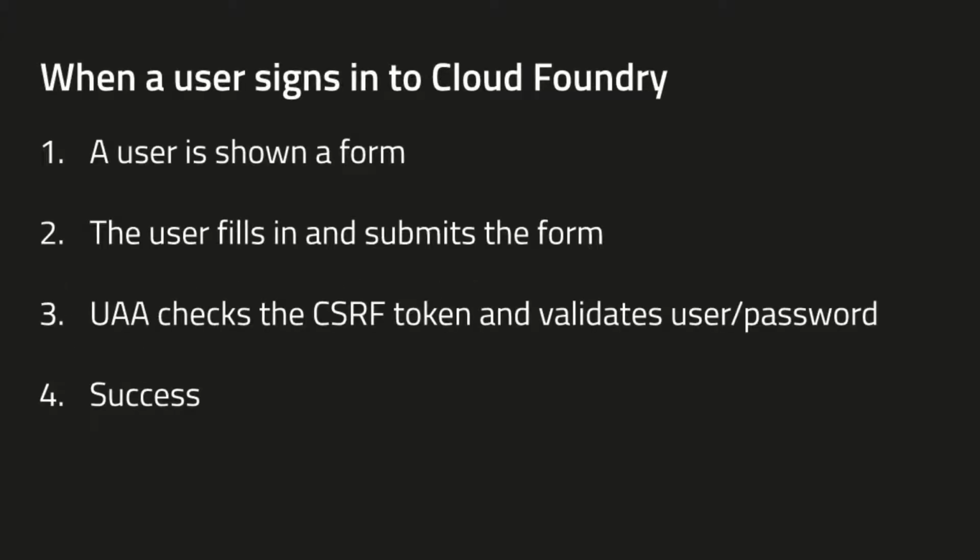When a user signs into Cloud Foundry, they're interacting with a component called a UAA, the User Accounts and Authorization Server. A user is shown a form. They should fill in that form and submit it, probably a username and password, or following the single sign-on journey with an identity provider. UAA will check the cross-site request forgery token and validate the username and password, or the single sign-on token. And if everything is valid, then it will successfully sign the user in.